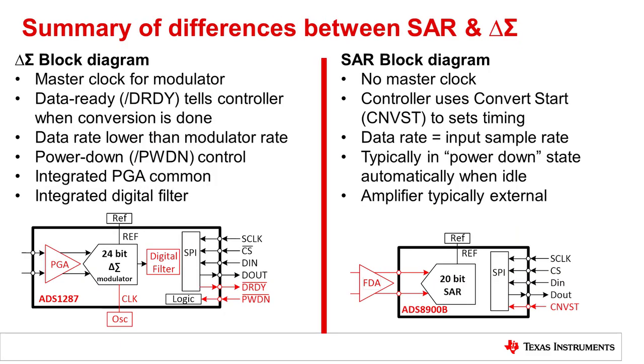To conclude this video, let's look at various features that differ between the delta sigma and SAR block diagrams. First, notice that the delta sigma can have an internal PGA, and the SAR usually has an external differential amplifier. This isn't necessarily always the case, but it is much more common to see a PGA integrated into a delta sigma converter than a SAR.